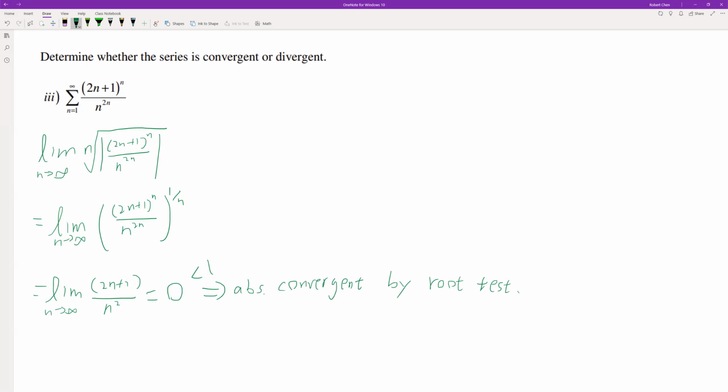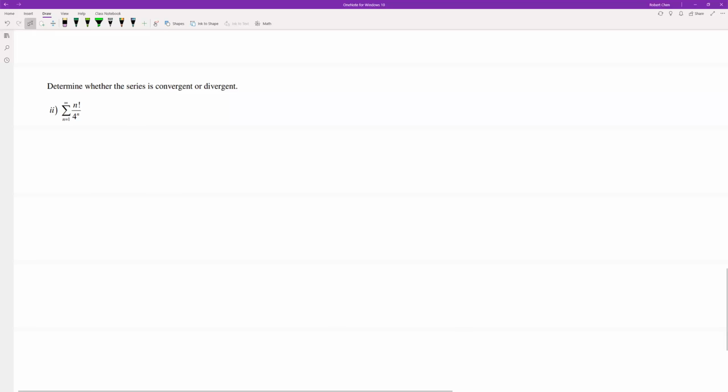So that's a basic introduction to the ratio test and the root test. Next, let's look at a few more examples together. One question you might have is, how do you know when to use the root test or when to use the ratio test? As a general rule, we use the root test when you have everything to the nth power, some form of nth power.